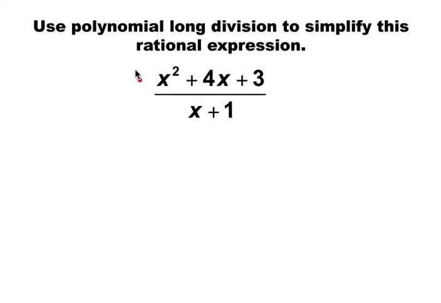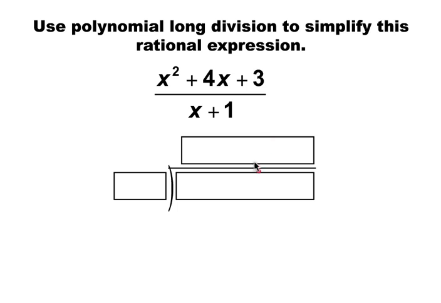Use polynomial long division to simplify this rational expression. A rational expression is the ratio of two polynomials, where the polynomial in the denominator cannot be zero. To use polynomial long division to simplify this rational expression, divide the numerator by the denominator.